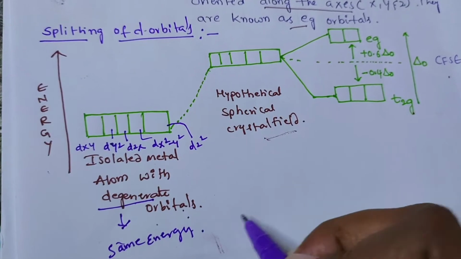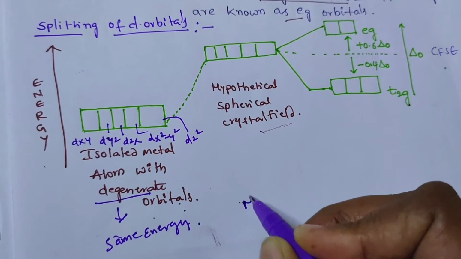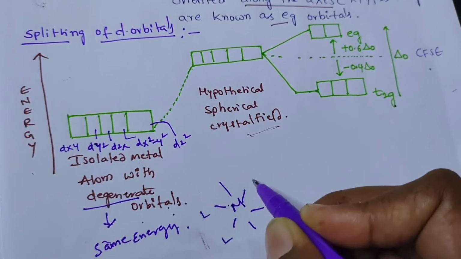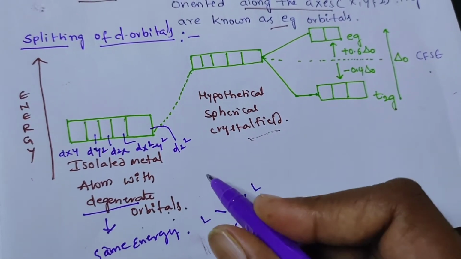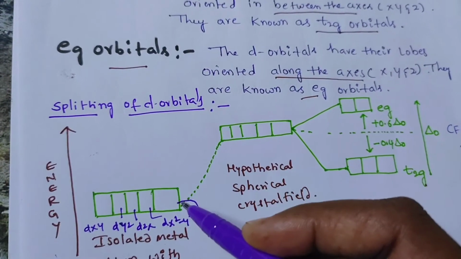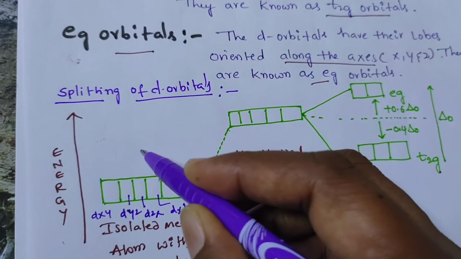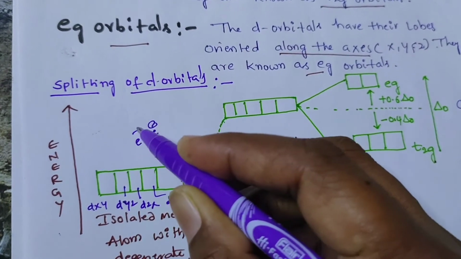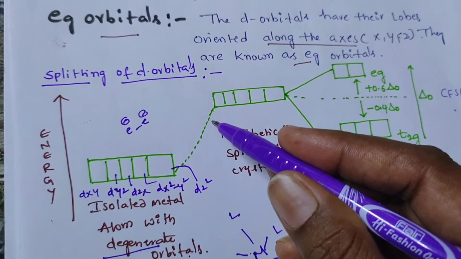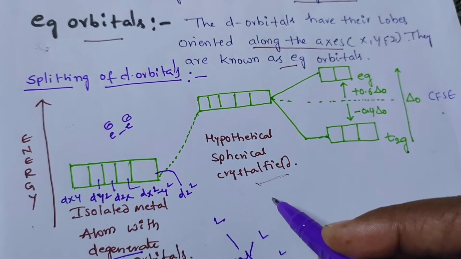If you take an octahedral complex, meaning coordination number 6, the metal and these are the ligands. When the ligands approach the d orbitals, there are electron repulsions, so the energy of the d orbitals increases. So this is the hypothetical spherical crystal field.